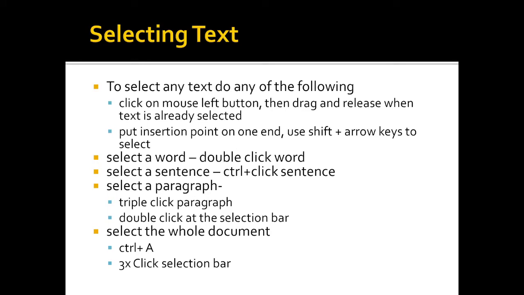Selecting text. To select any text, do any of the following. We click on the mouse left button, then drag and release when the text is already selected. Or we can also put the insertion point on one end and use shift arrow keys to select.